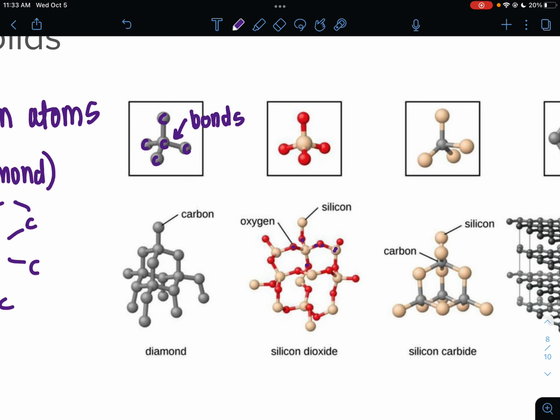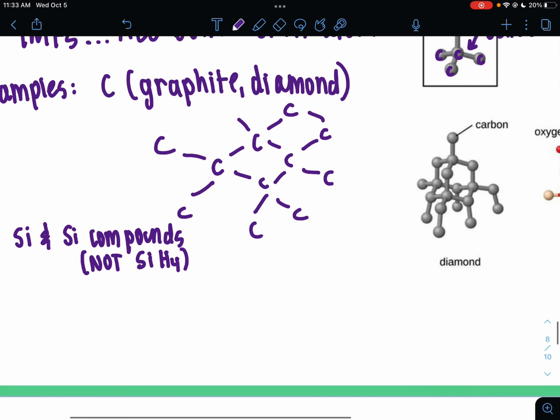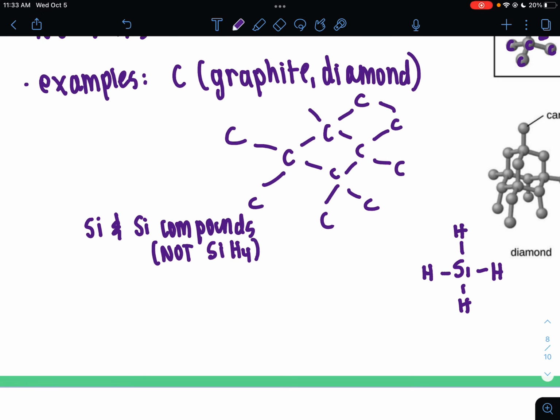Okay. Another one is silicon carbide, SiC. So silicon compounds, except for SiH4, because SiH4, as soon as you bond your H's, you can't make a network because your H's aren't allowed to have extra lines. Okay. And probably the thing you do need to know about them, they have extremely high melting and boiling points.